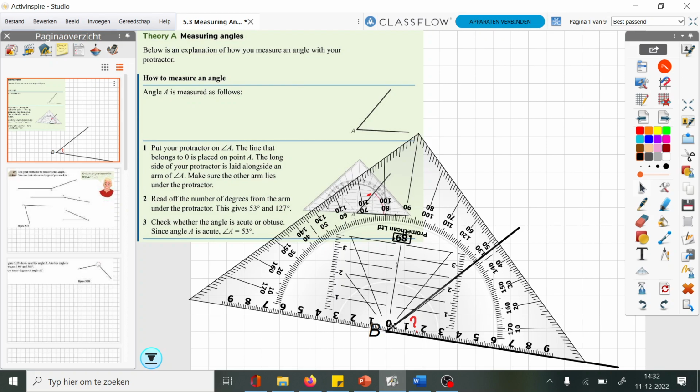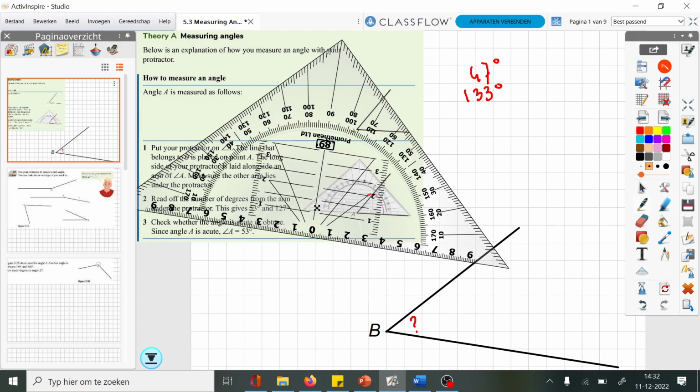And you now see that this other line here intersects my protractor, and if I read carefully, this is the 45 degree mark, right? So it's either going to be 47 degrees, or it's going to be 133 degrees, right? 130 and then 3 degrees over. And only one of those two can be correct.